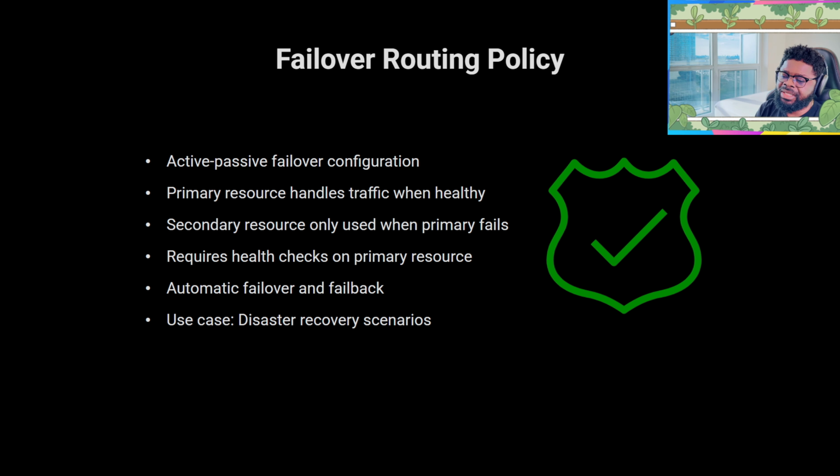It requires health checks, basically. If the primary is healthy, that's when we send traffic, and when it's not healthy, we don't send. Then we need to have a health check assigned to it, right? For us to know where to go when things are not working as expected. So automatic failover and failback.